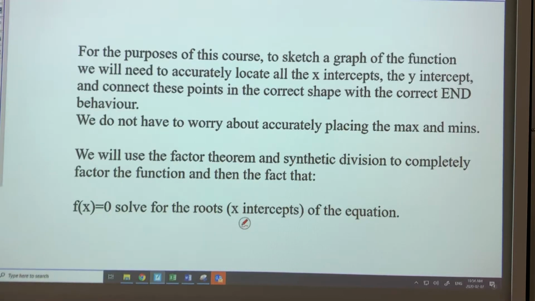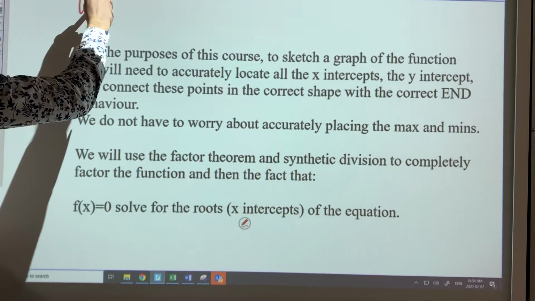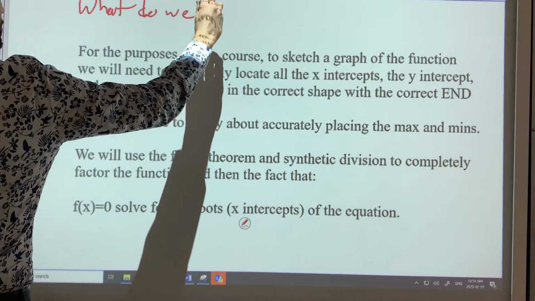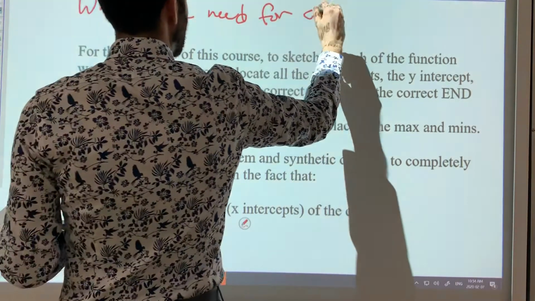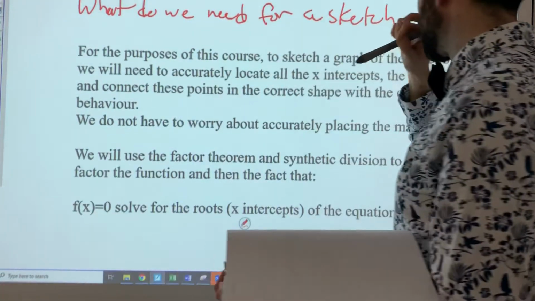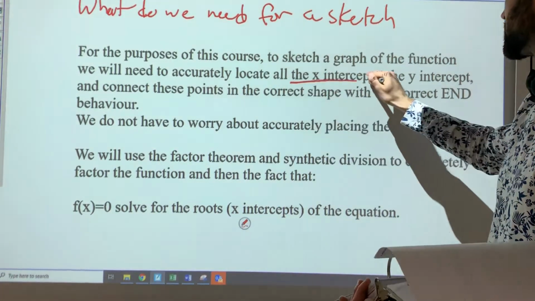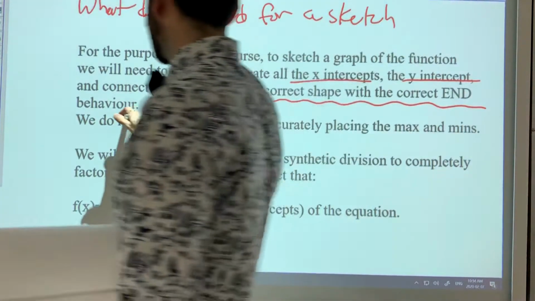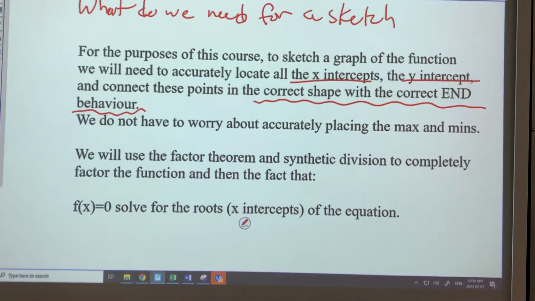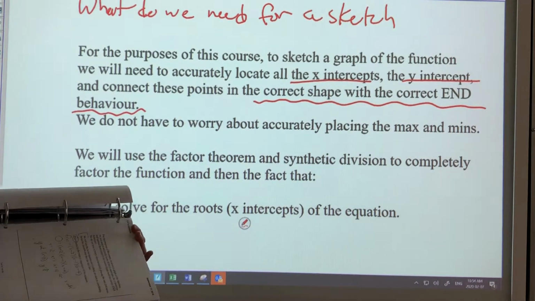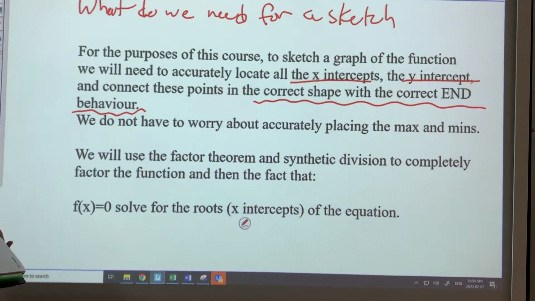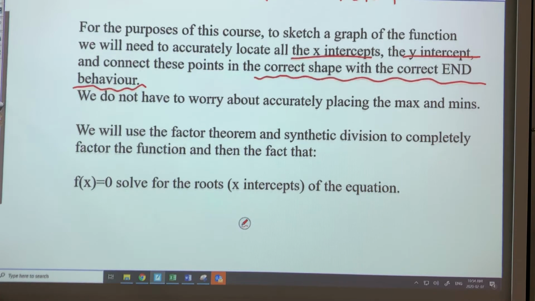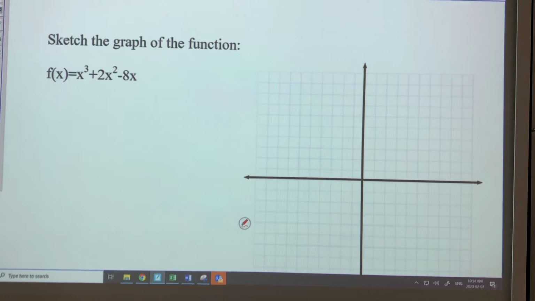Okay. So, how do we graph? So what do we need? I should say, what do we need for a sketch? So all they're looking for in grade 12, to get a sketch and get the full marks, is you need to label your x-intercepts, your y-intercept, and connect them with the correct shape, with the correct end behavior. That's all they're looking for, those three things. Okay, so you're not looking for local max and mins. You're just looking to get the correct end behavior, the correct x-intercepts, and the correct y-intercept, and then you're good to go. Okay?